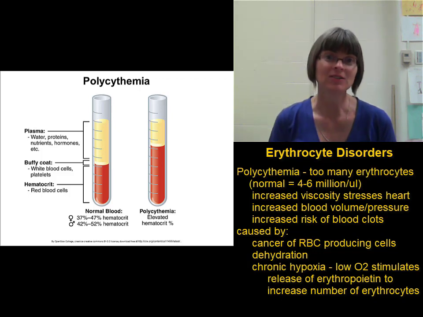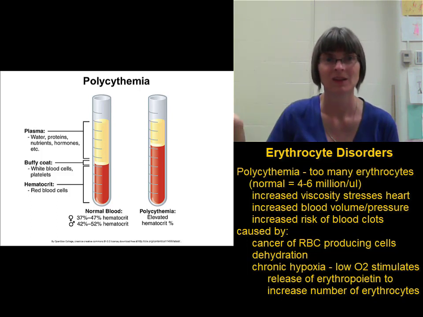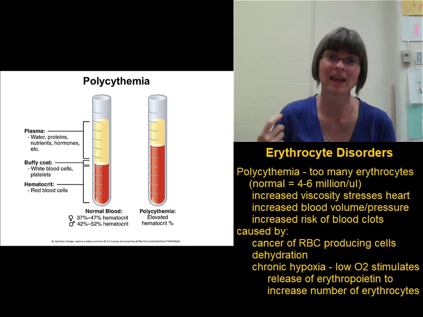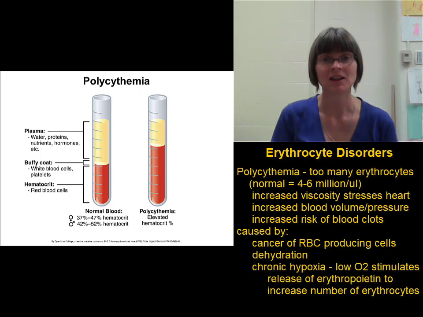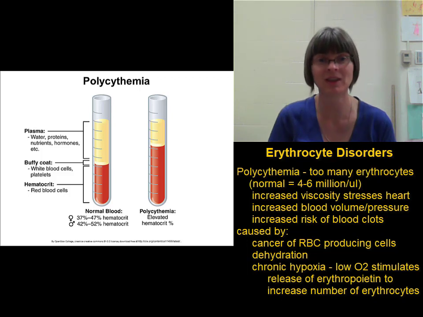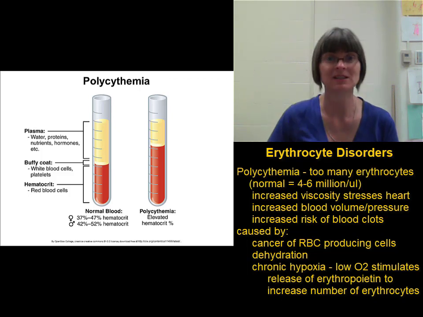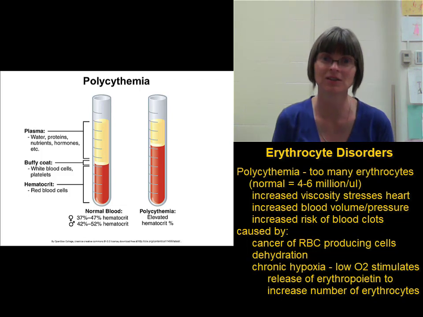Even living at high altitude can lead to polycythemia. The higher up you live, the lower the pressure of oxygen in the atmosphere, so the less oxygen you're getting into your body, and the liver and kidneys compensate for that by increasing the levels of erythropoietin to make more red blood cells. So if you were to live, say, up in Denver, you'd probably have a higher hematocrit than you do living down here at sea level.